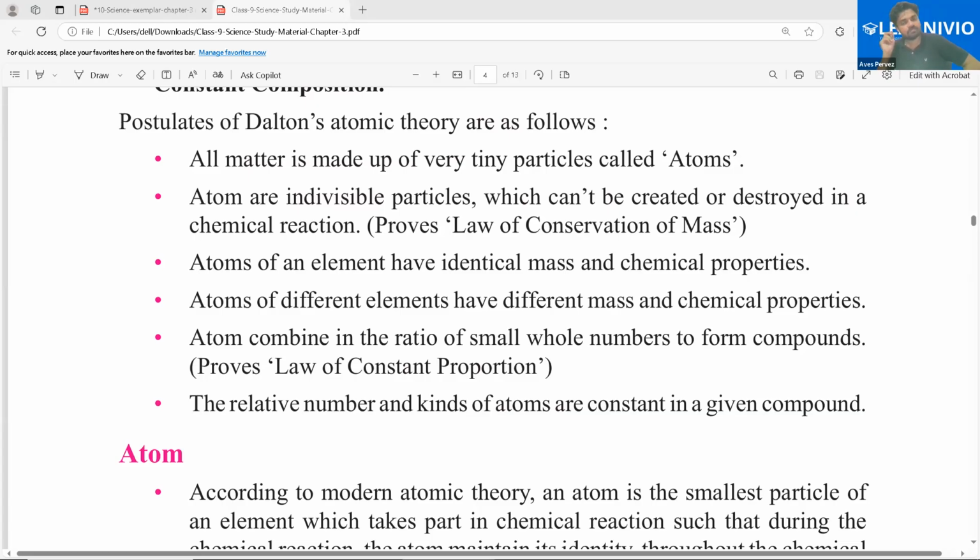All matter is made up of tiny particles called atoms. Atoms are indivisible particles. Just a minute, voice is not coming.